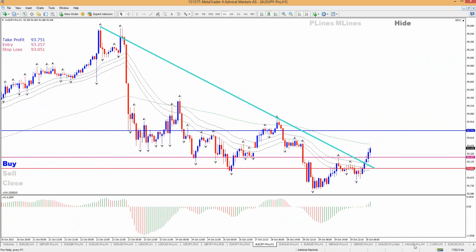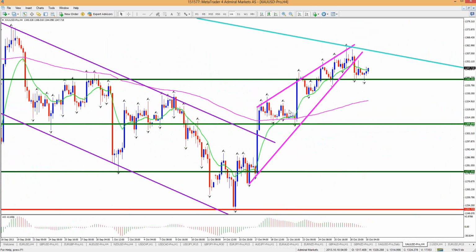Yano is asking for gold. We can take a look at that. And we were talking about it yesterday, right? We said we were breaking this rising wedge indicated by magenta lines. And either we're going to get a hook back for more downside and then maybe bounce off these green lines like that.